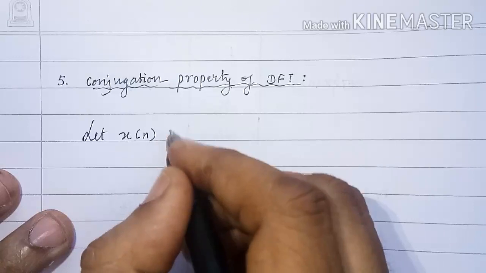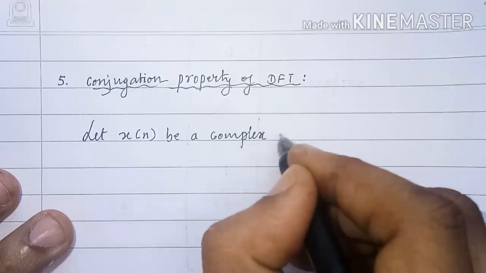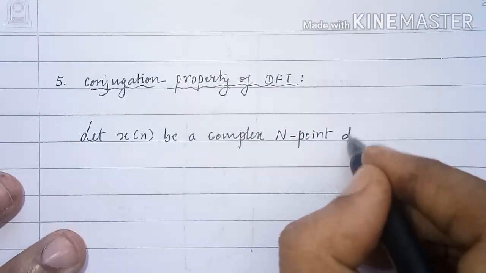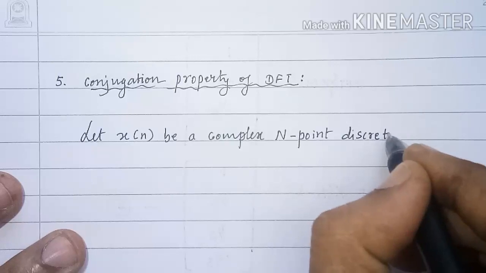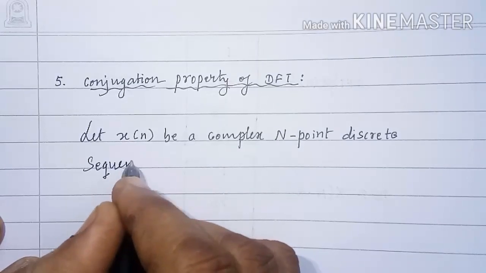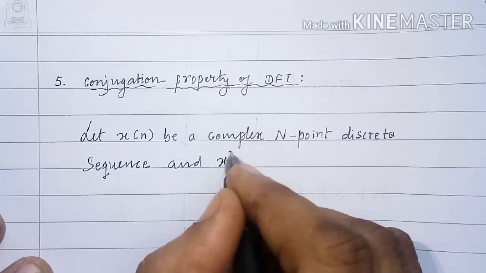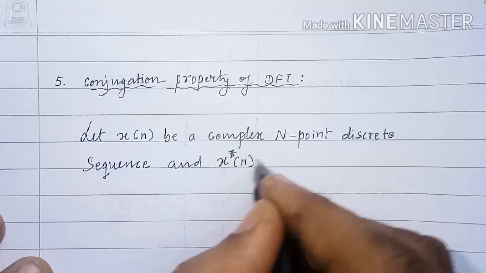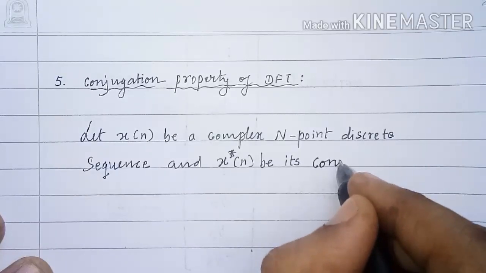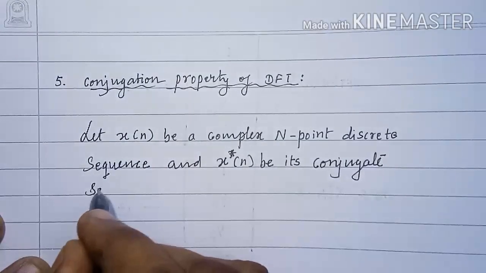Let x of n be a complex N-point discrete sequence and x conjugate of n be its conjugate sequence.